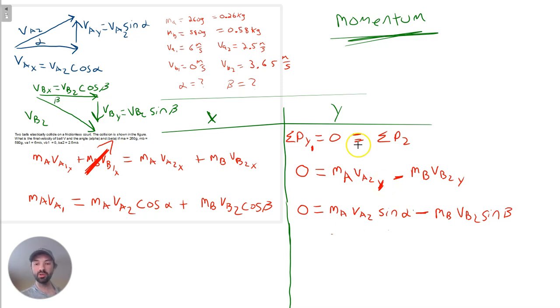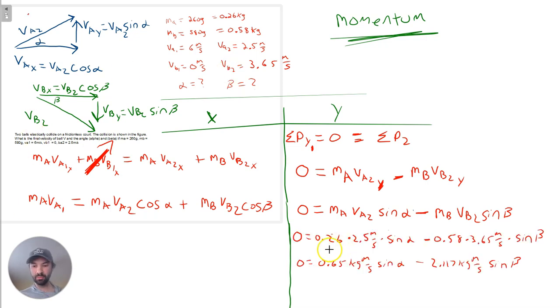So now all we're going to do is plug in the numbers and solve. So I'll pause, I'll start plugging in some numbers to save some time. I'll hit play again, or I'll record again. I have simply plugged in the masses and the velocities. I forgot to put in the units of kilograms, and put them in my calculator, and I've got 0.65 kilogram meters per second sine alpha minus 2.117 kilogram meters per second sine beta is equal to 0. I don't care about sig figs. We can talk about sig figs some other time.